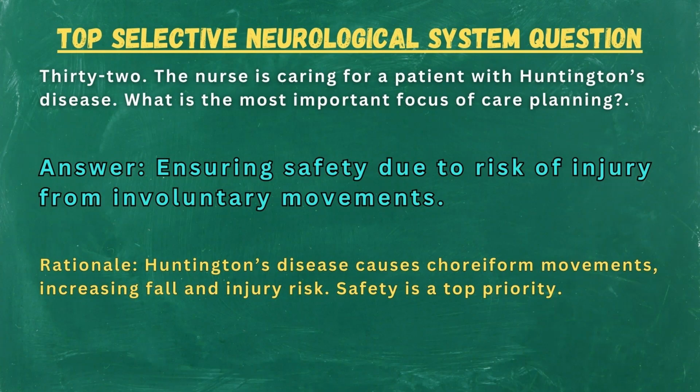32. The nurse is caring for a patient with Huntington's disease. What is the most important focus of care planning? Answer. Ensuring safety due to risk of injury from involuntary movements. Rationale. Huntington's disease causes choreiform movements, increasing fall and injury risk. Safety is a top priority.